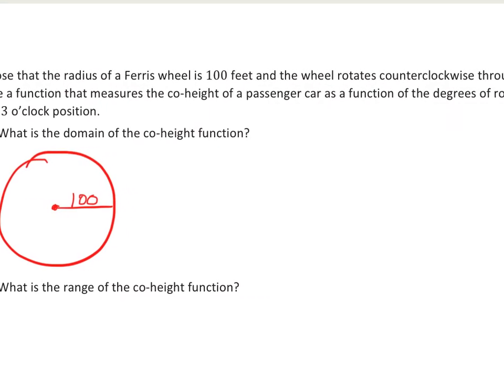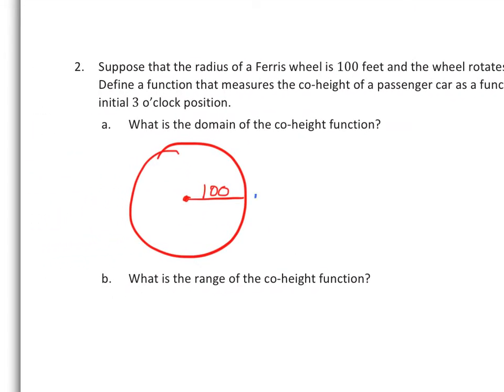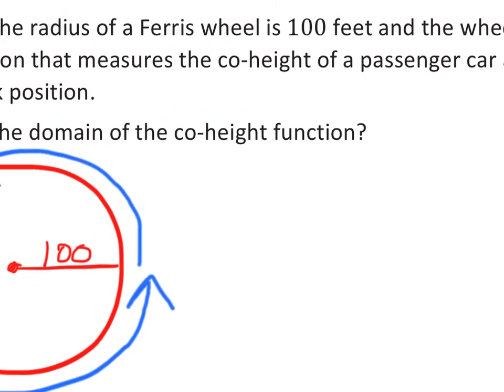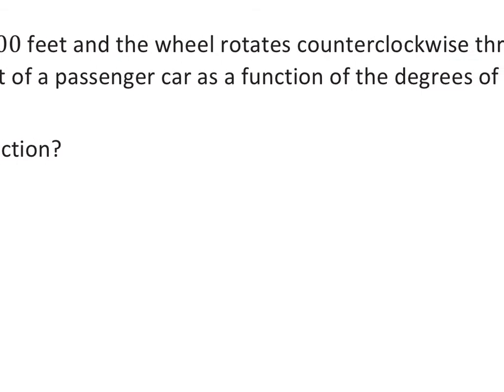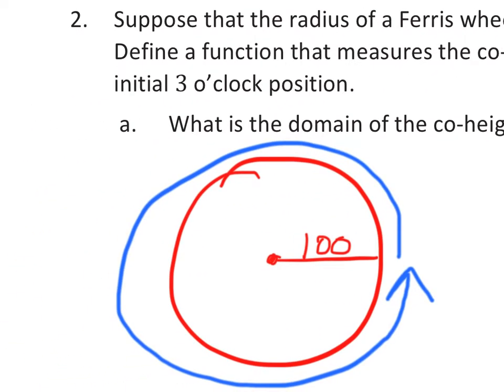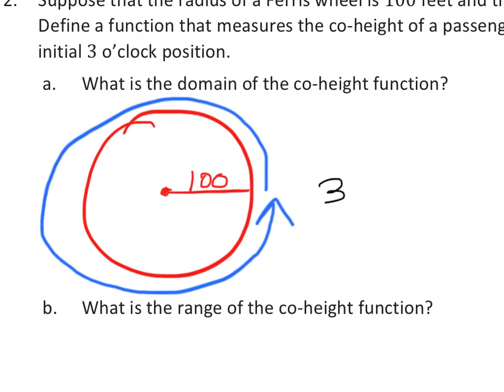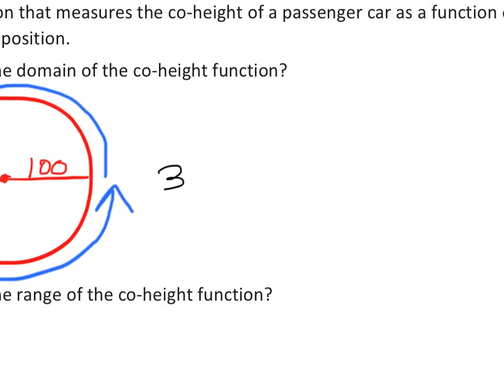And the wheel rotates counterclockwise through one turn. So it's going this way. One turn. Define a function that measures the coheight of a passenger car as a function of the degrees of rotation from the initial 3 o'clock position. Here's the 3 o'clock position. The first question is, part A, what is the domain of the coheight function?